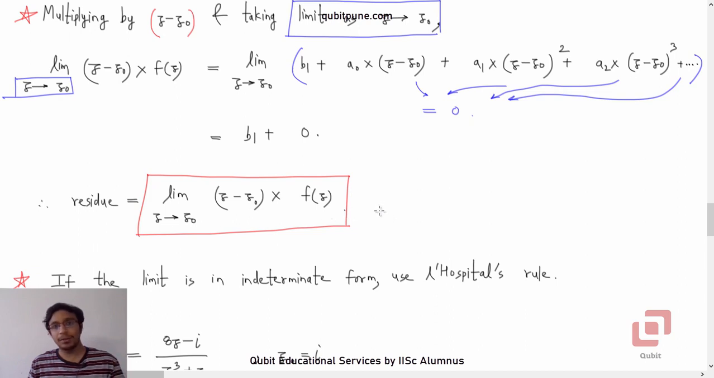Let me again remind you that there are two conditions here. Condition number 1, z0 is a non-essential singularity.